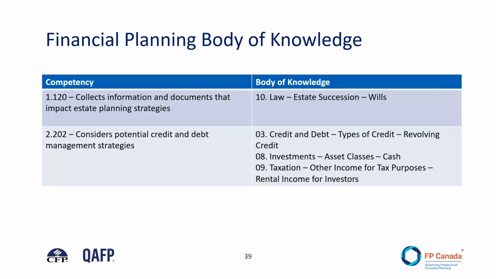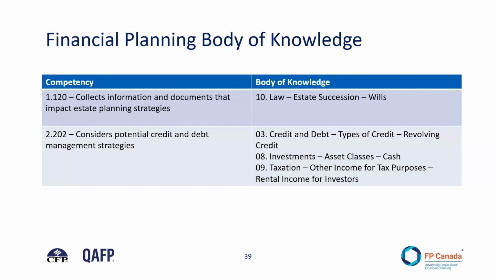Let's look at some examples of how the body of knowledge supports the ability to do the task outlined in the competency statements. In the competency profile, the estate planning competency 1.120 in the collection area reads, collects information and documents that impact estate planning strategies. To do this task and demonstrate this competency, you may need to have technical knowledge about the importance of wills, but you will also then need to know how to use this knowledge, applying it to a client situation in order to demonstrate this task.